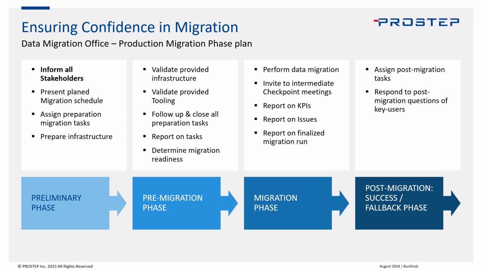And the next actions are then about validating the infrastructure, validating the tooling, reporting on the task statuses, and so on. In the migration phase, you will then perform the actual data migration, report on the KPIs, report on the issues, report on the finalized migration run, and in the end, assigning any post-migration tasks after the migration is done. So this is, in a nutshell, one example of what the data migration office does, but of course, the data migration office has many more templates to work with, like stakeholder lists, role definitions, and things like this.